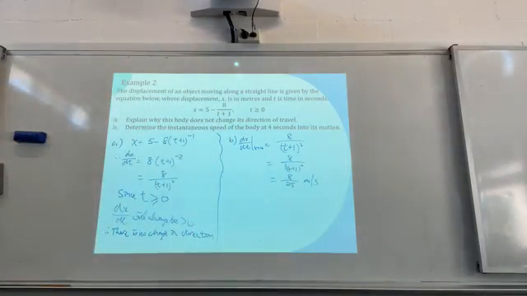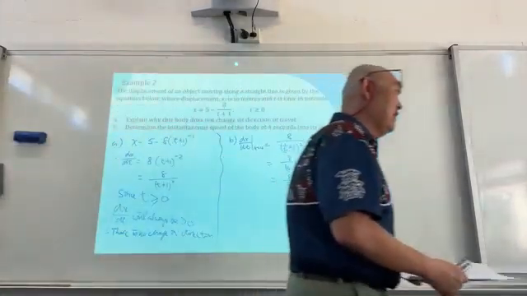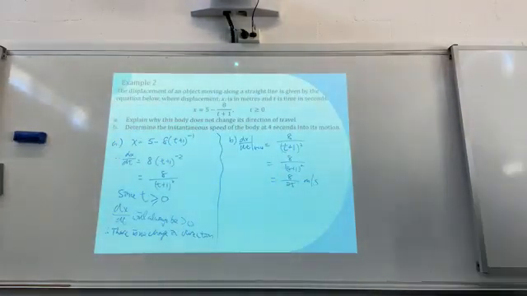You need to be able to use your differentiation. How is it negative? It's not negative. Can it be negative? No, it can't be. Anything squared will always be positive. Anything squared will always be positive.